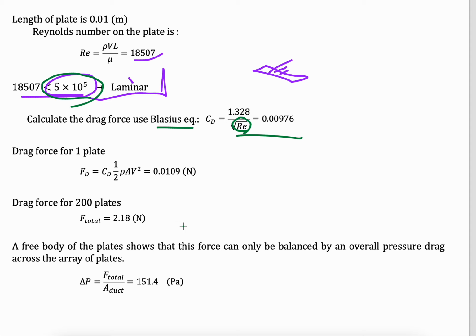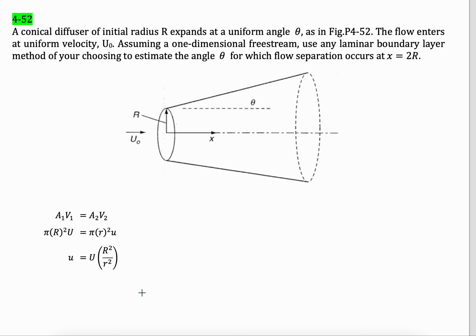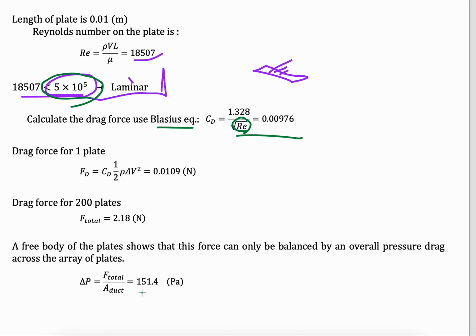A free body of the plate shows that this force can only be balanced by an overall pressure drag across the array of plates. This means that delta P is the total force divided by the cross-sectional area A, and it is equal to 151.4 Pascal. So this is the pressure drop that occurs over that area.